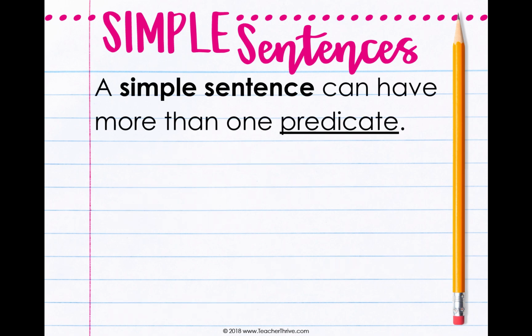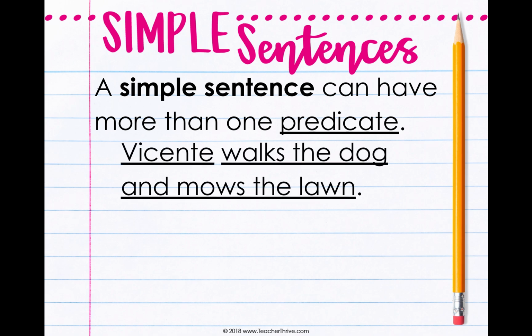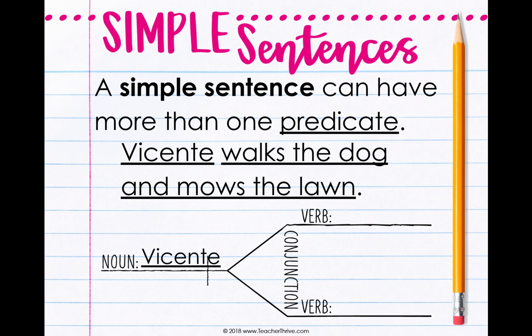A simple sentence can have more than one predicate. Vicente walks the dog and mows the lawn. So Vicente is our noun or subject, and Vicente is doing two things: walks and mows the lawn. So walks the dog and mows the lawn. So walks and mows.